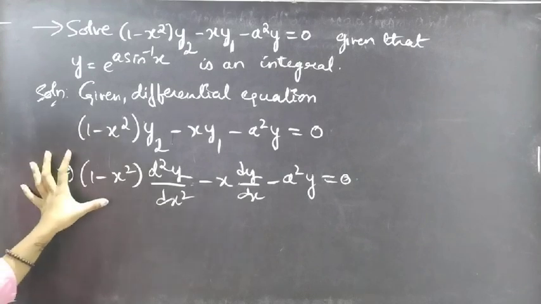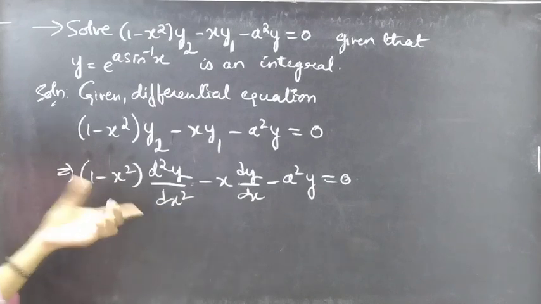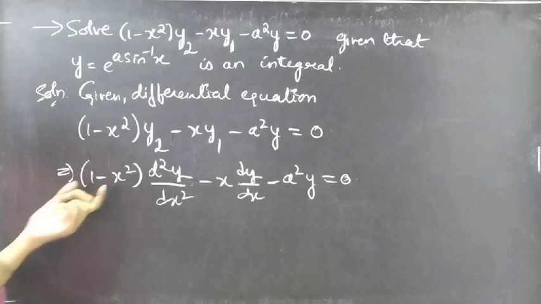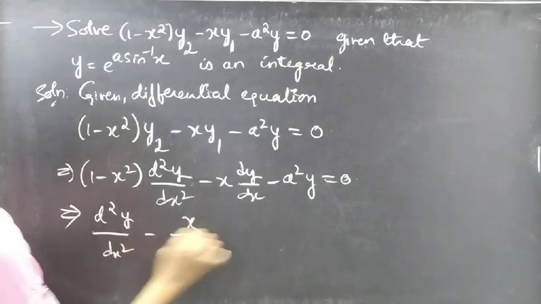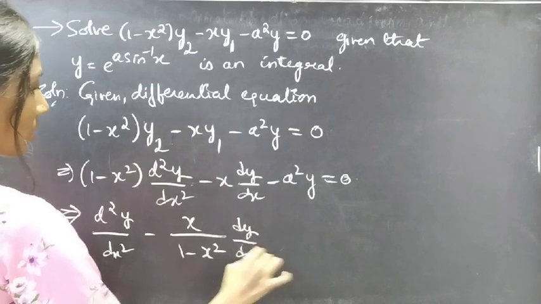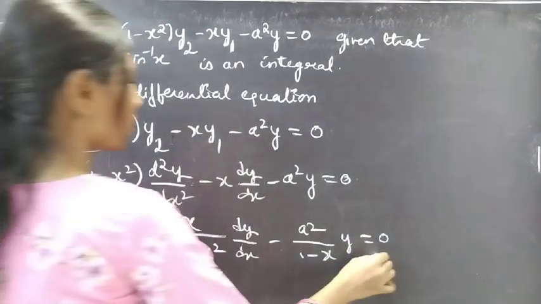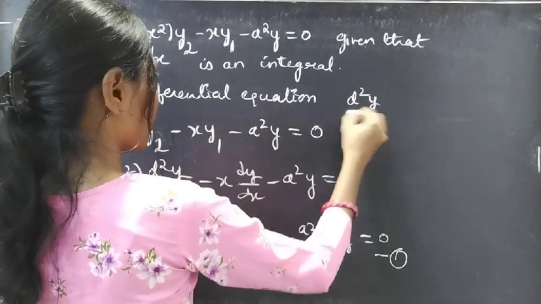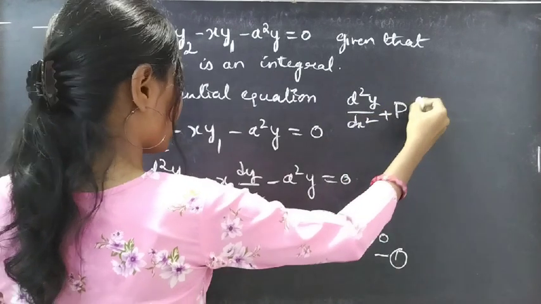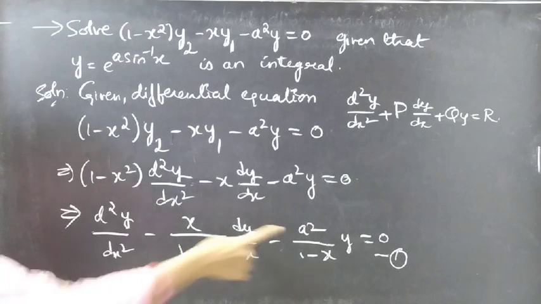Now we'll write the second order differential equation in standard form. For that purpose, we have to make the coefficient of d square y by dx square unity. So we'll divide both sides of the equation by 1 minus x square. Then we'll get d square y by dx square minus x by (1 minus x square) dy by dx minus a square by (1 minus x square) y equal to 0, considered as equation 1, which is in the standard form of a second order linear equation: d square y by dx square plus p dy by dx plus q y equal to r. We have r equal to 0 here.